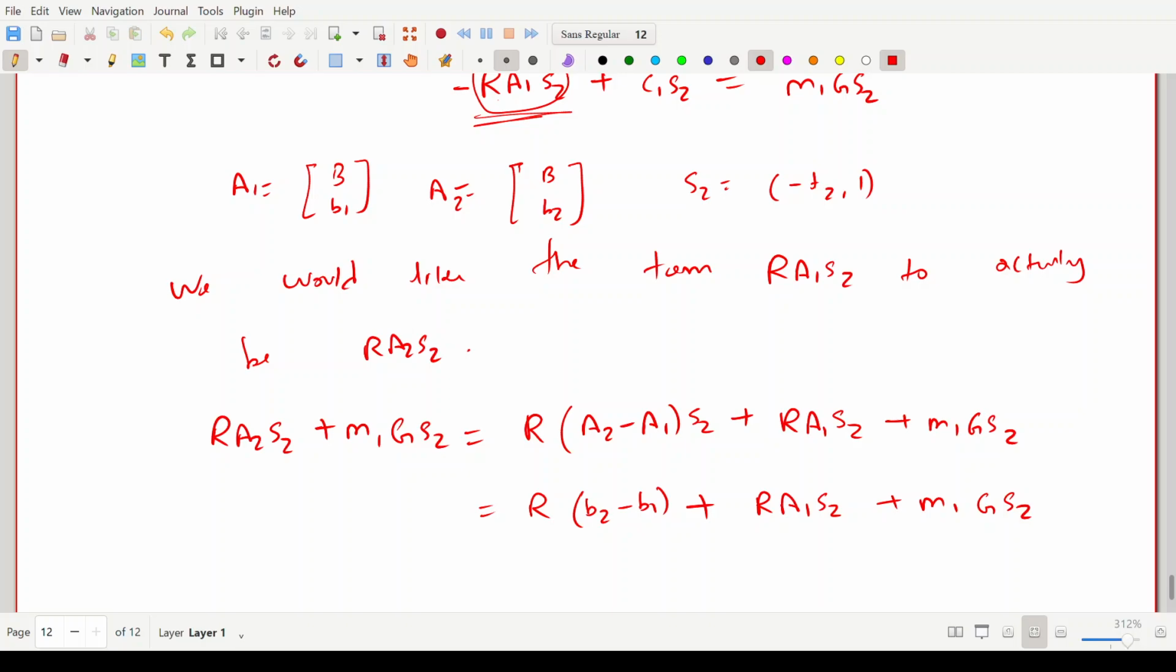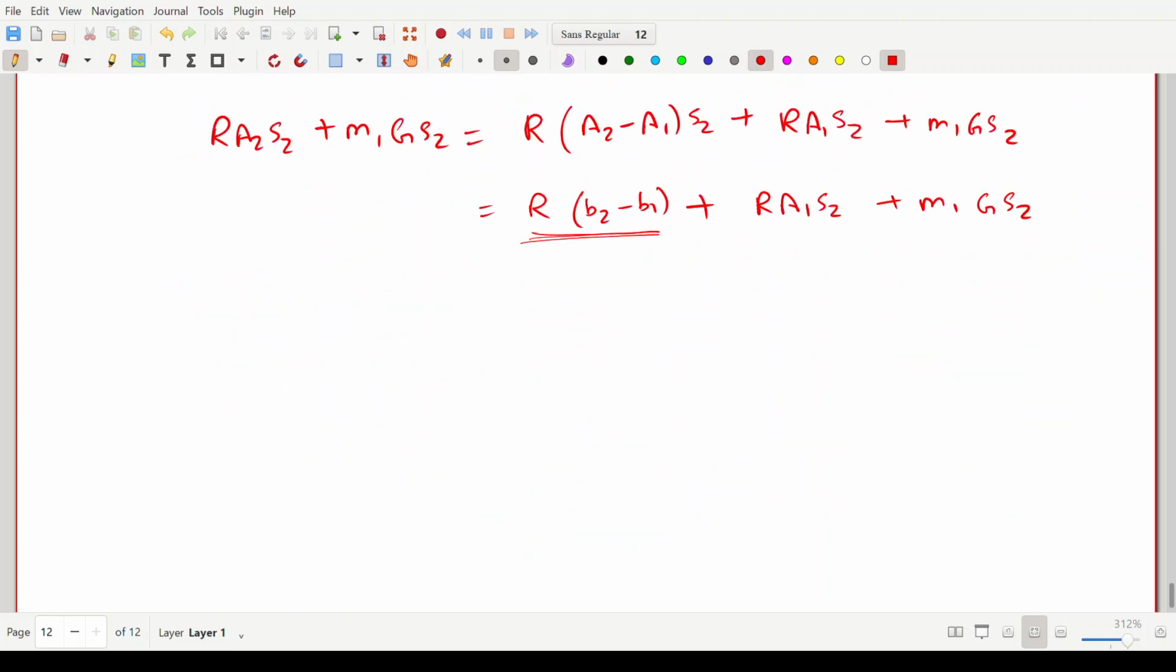Now the challenge is to construct this R times B2 minus B1 without knowing the value of R. This is the challenge. Can you find this? Whether any party can find this term. They don't know this B2 minus B1. And it turns out that there is a trick we can use for this. You can just write delta equal to B2 minus B1. Use a trick.